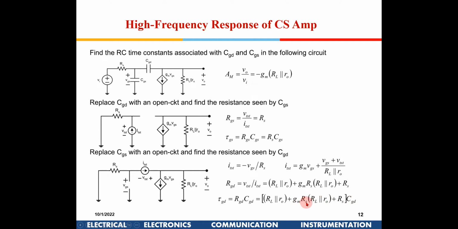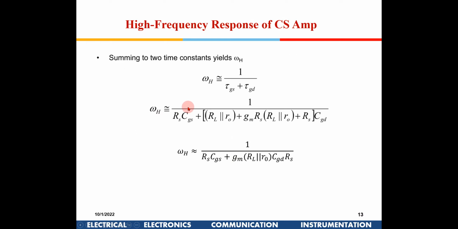So now it will become Rs into gain into CGD. So gain into CGD. If you look at it the other way around, it is just the gain into CGD into Rs. Is it okay? The same thing we'll get by doing Miller. This is what it is, summing up.